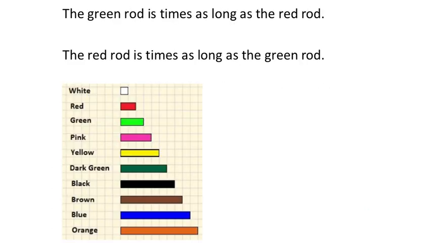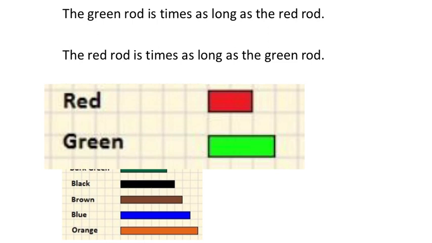All right, on this one, the green rod is blank times as long as the red rod. The red rod is blank times as long as the green rod. Oh, so we don't know how many times they are of each other. So let's look, we got the red and green. So I made these a little bit bigger, but let's even specify what this is asking for. So it's asking, the first one, the green rod is blank times as long as the red rod. It's really asking how many red rods to make a green rod, question.